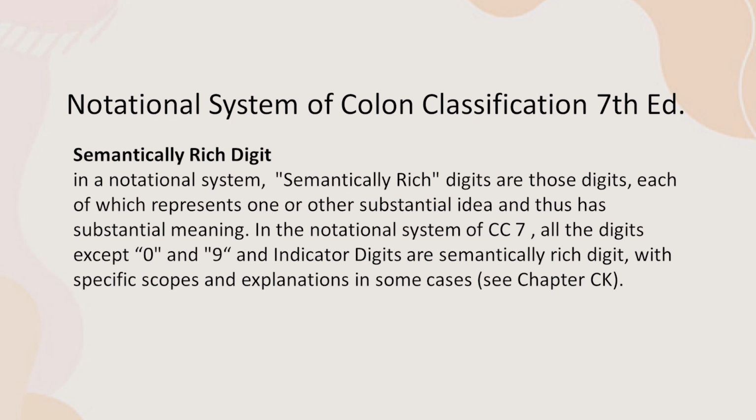In a notational system, some digits may be semantically rich, some may not be. Semantically rich digits are those digits each of which represents one or other substantial idea and thus has substantial meaning. In the notational system of CC7, all the digits except 0 and 9 and the indicator digits are semantically rich digits with specific scope and explanations in some cases. For this, you may see chapter CK.